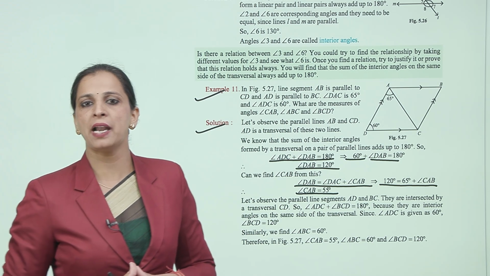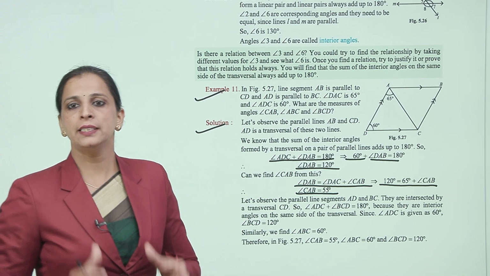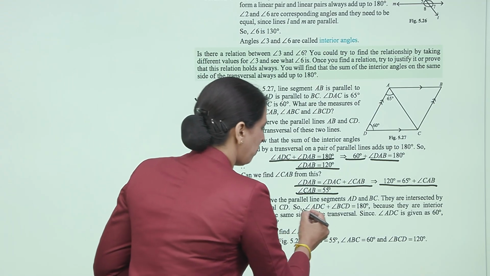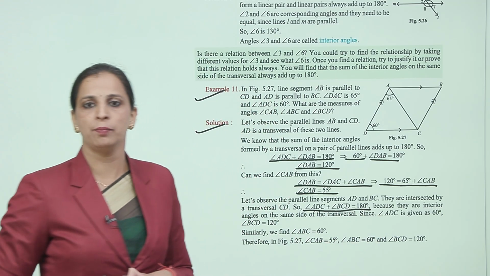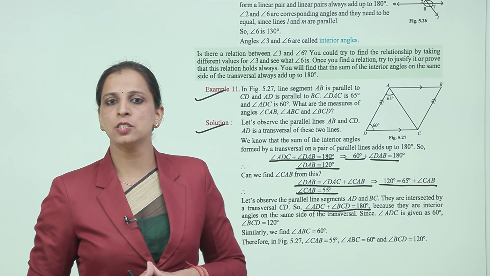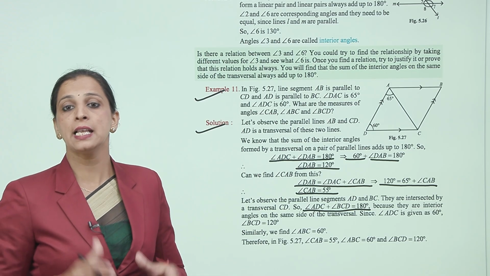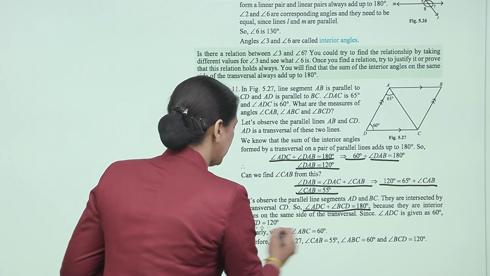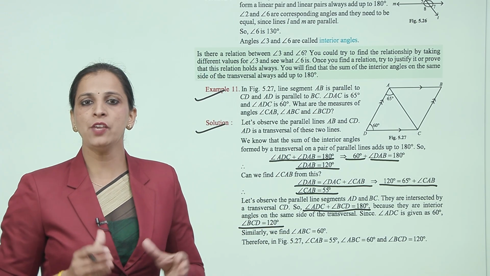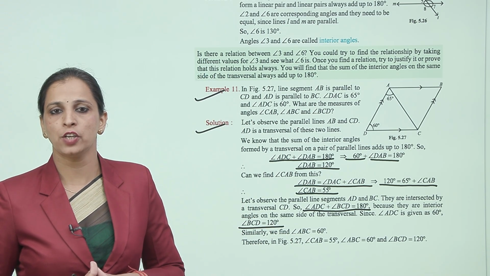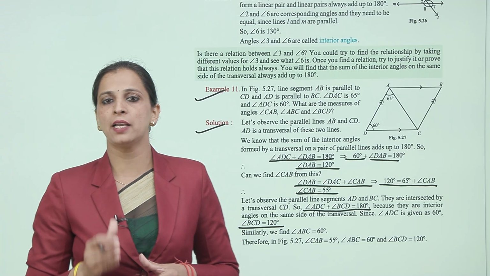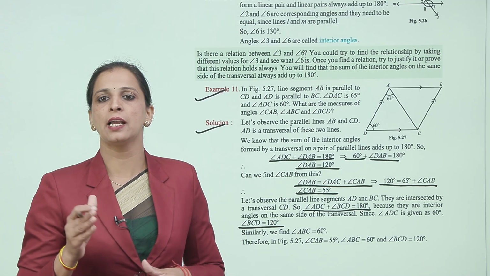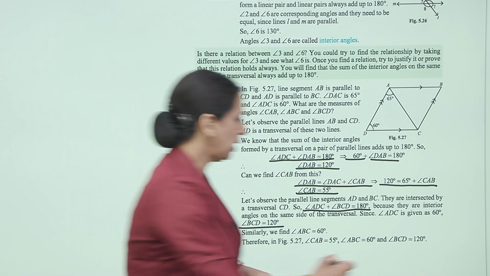Let us observe the parallel line segments AD and BC. They are intersected by a transversal CD. So, angle ADC plus angle BCD is 180 degree because they are interior angles on the same side of the transversal. Since angle ADC is given as 60 degree, so angle BCD is 120 degree. Similarly, we find angle ABC is 60 degree. Therefore, in figure 5.27, angle CAB is 55 degree, angle ABC is 60 degree and angle BCD is 120 degree.